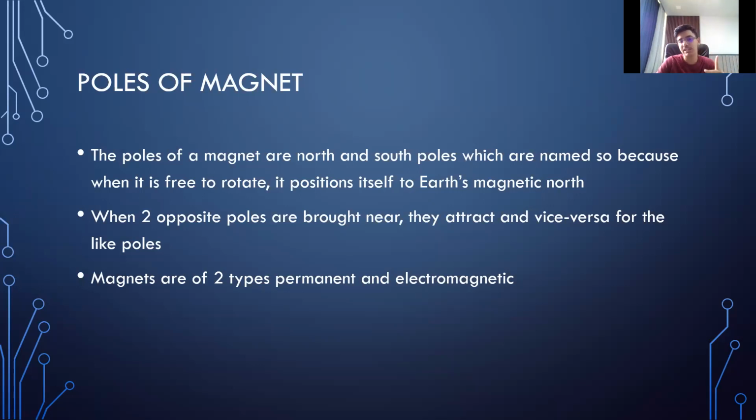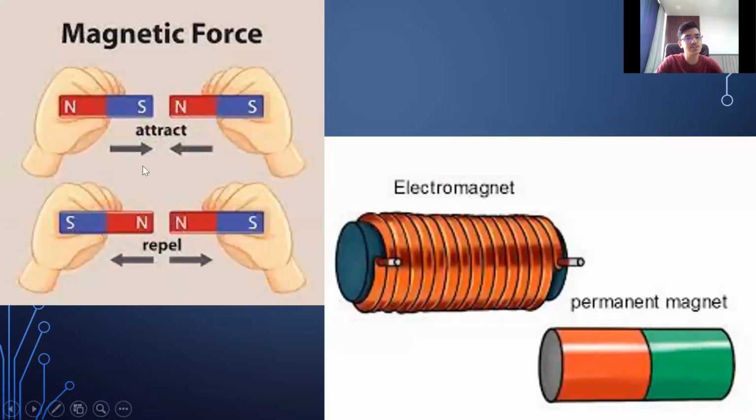There's two types of magnets. There's a permanent magnet and there's an electromagnet. But more of that in the next slide. Over here you can see the magnetic forces. Over here we have the opposite poles which are attracting and like poles which are repelling. To remember this, you could use the statement opposites attract.